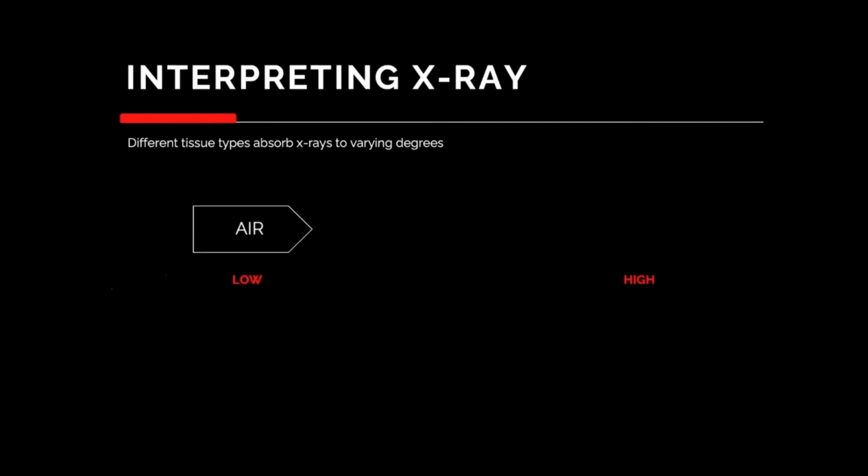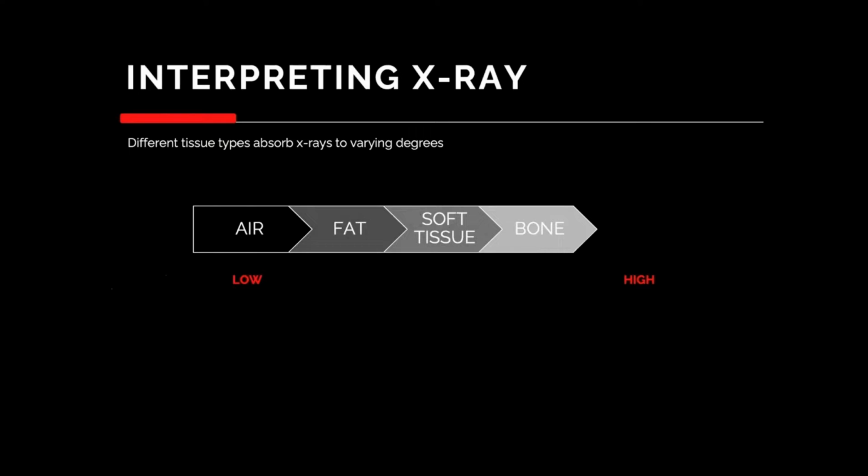So air will be the darkest, blackest, or what we call lucent. Then fat will be slightly visible, grayish. Soft tissue much brighter, bone much brighter, and metal the brightest. So by having this concept, for example, in lung parenchyma, you should have air, then it should be black. If you notice something other than black, it means something is wrong. Is there something wrong in the lung parenchyma, and so forth.